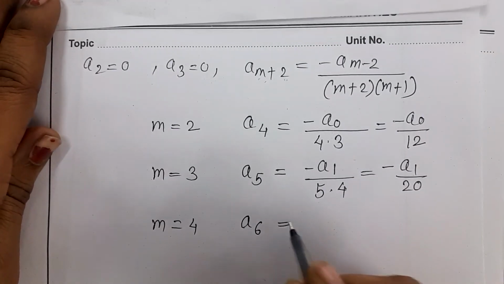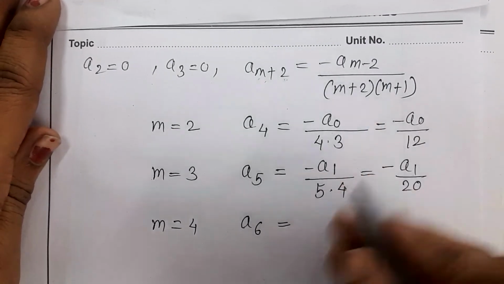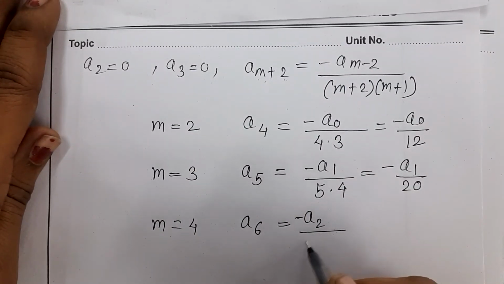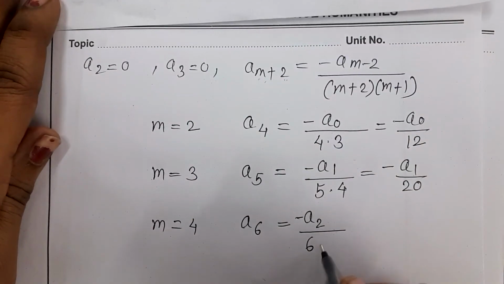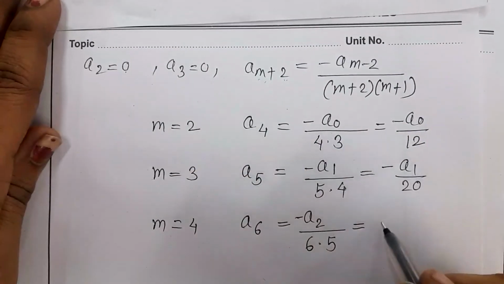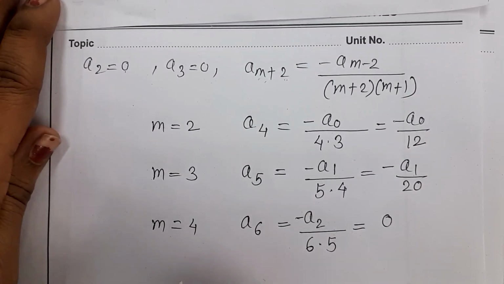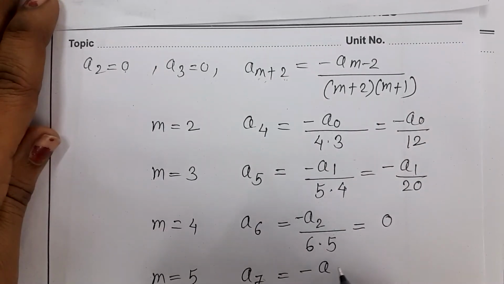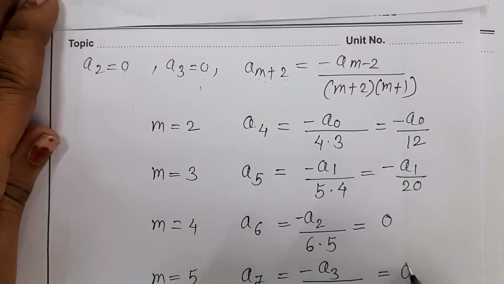So a6 is equal to minus a(4 minus 2), which is a2, divided by (4 plus 2), 6, and 5. But what is the value of a2? a2 is 0, so this a6 becomes 0. Then put m is equal to 5. It becomes a7, which is equal to minus a3 divided by 7 multiplied by 6, which is again equal to 0, because a3 is also 0.